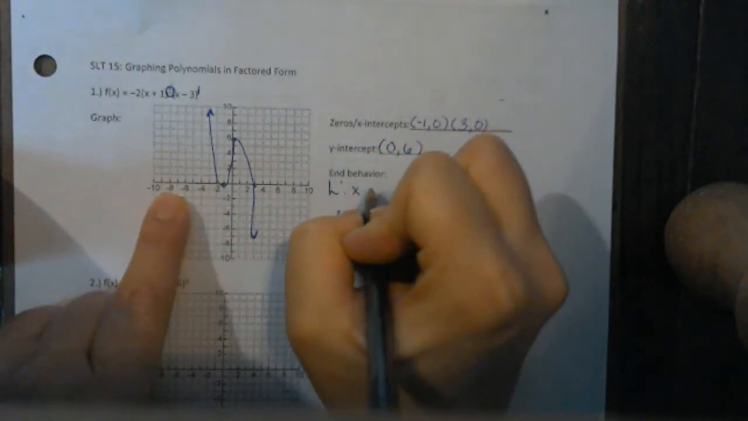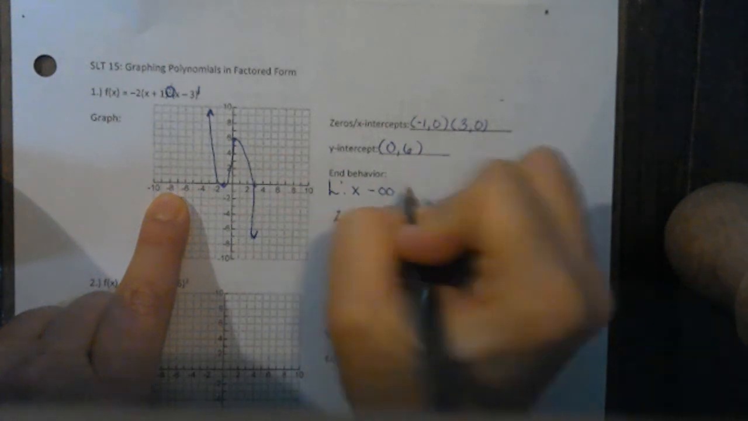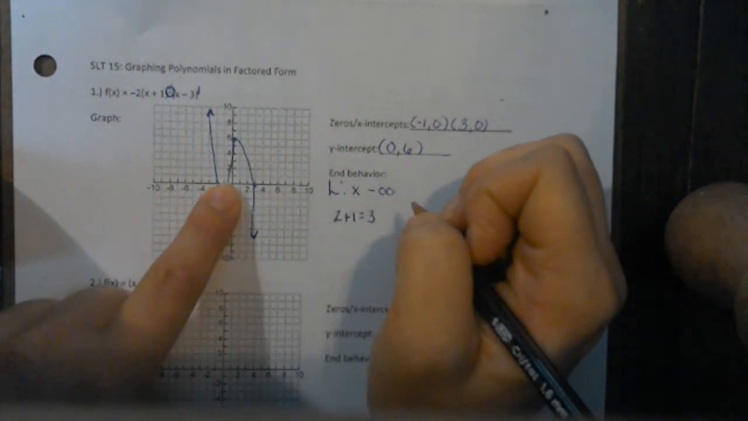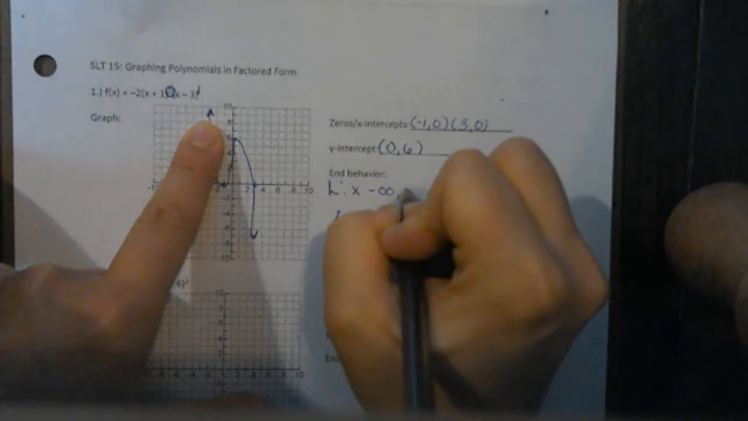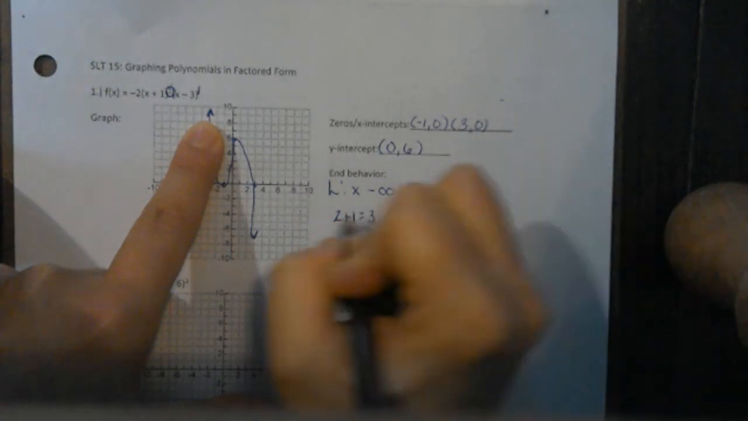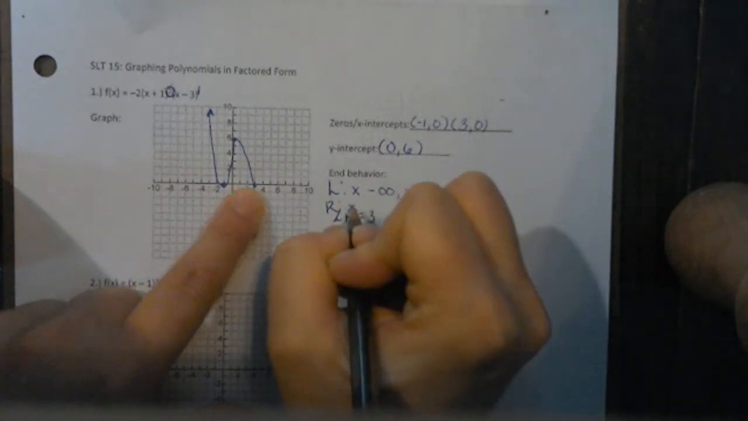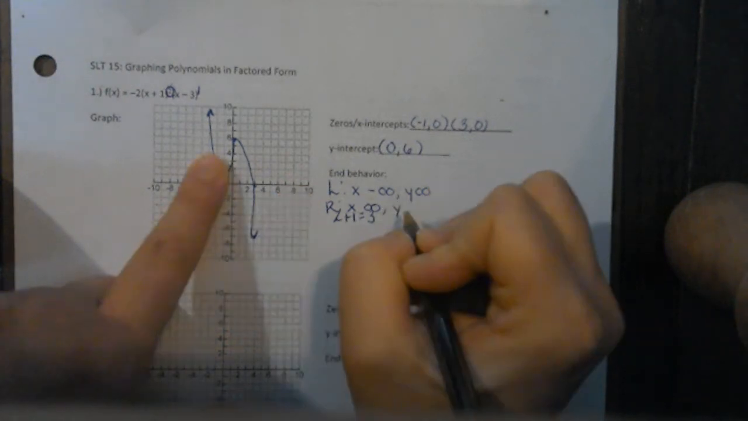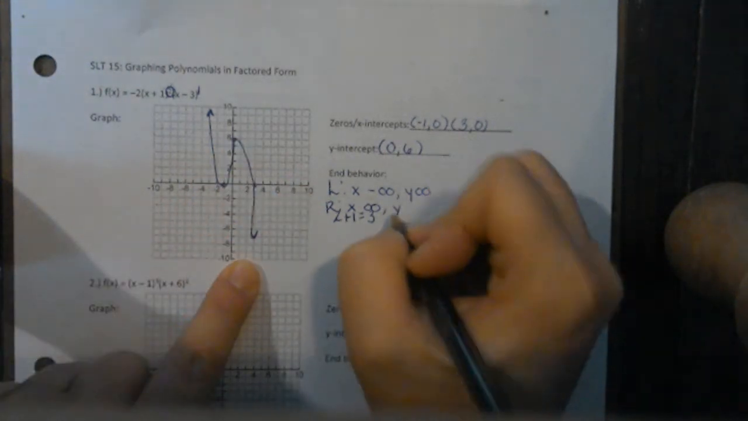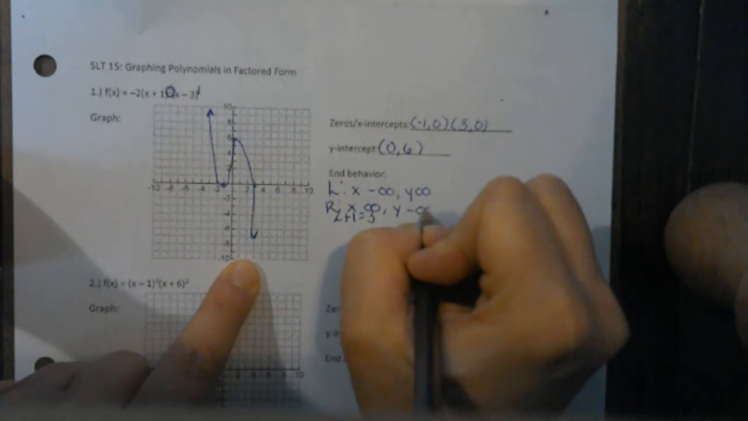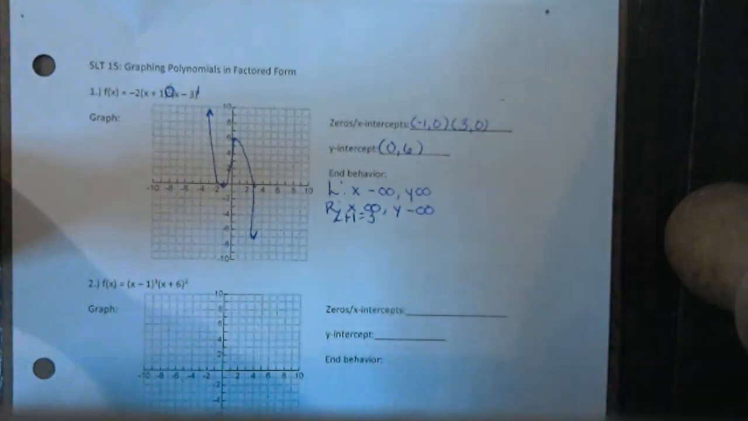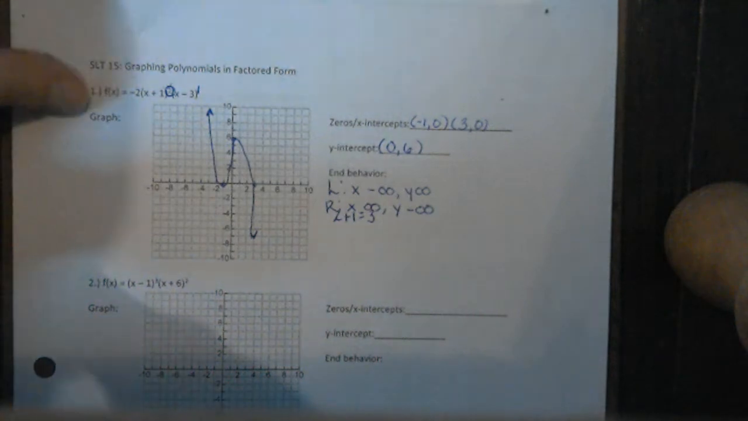Looking at our end behavior, on the left, x is always negative infinity. When we look at this function, we see our graph goes up, so y is positive infinity. When we look at our right, x is always positive infinity, and y on this function is going down, so it's negative infinity. Let's take a look at one more problem.